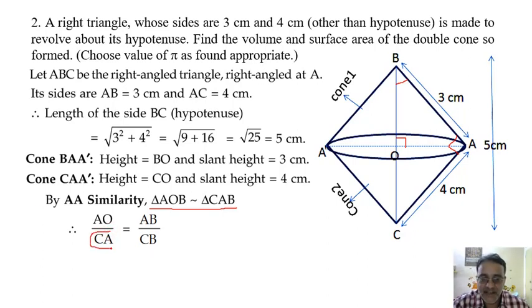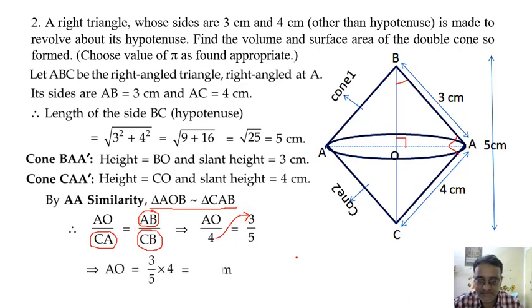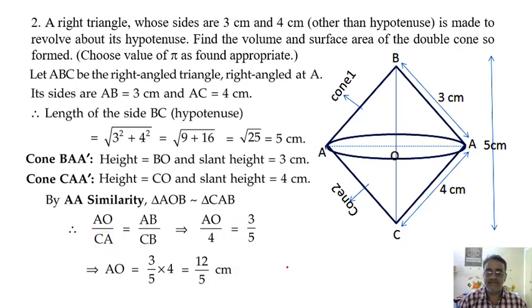And out of this, we already have three values: AC is 4, AB is 3, and CB is 5. So we'll substitute all the values. Now the value of AO will be 12 upon 5 centimeter. So this is the radius. Any doubt? No, sir. And now see, to find the radius, we have three methods. This is one method, the second method, the area of triangle method, is also there, and the third method is Pythagoras theorem. And out of those three methods, I feel this is the easy one.